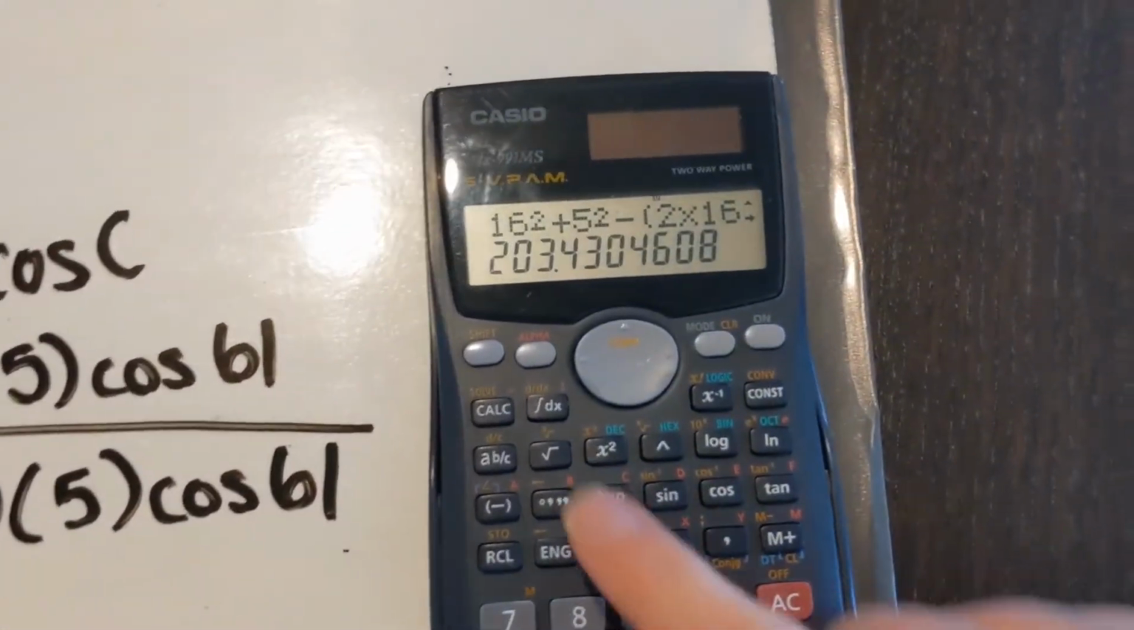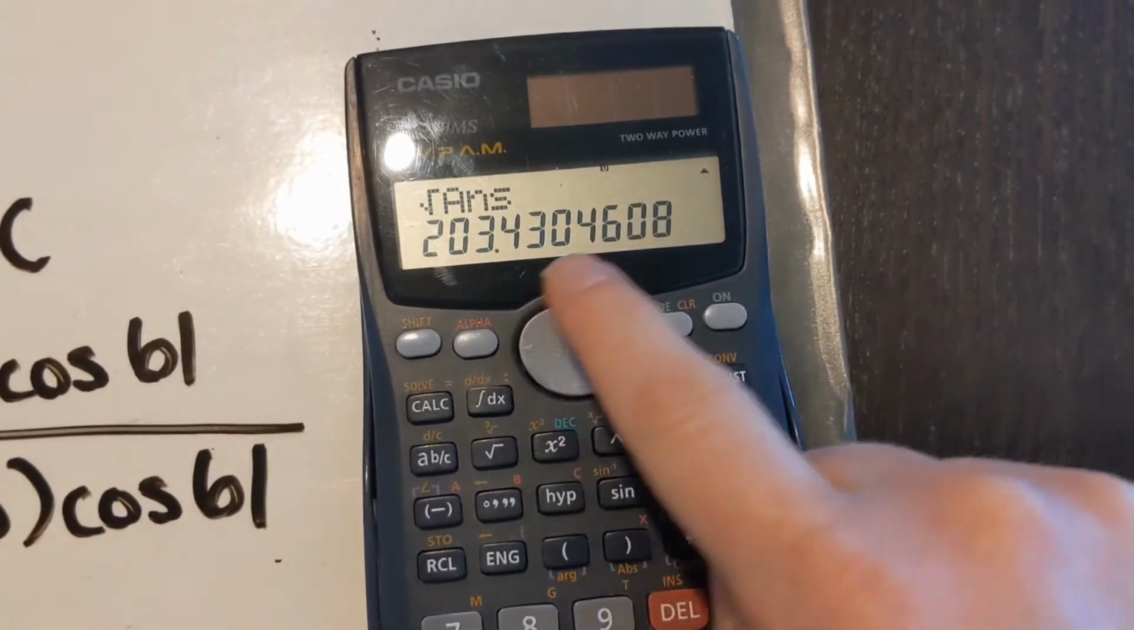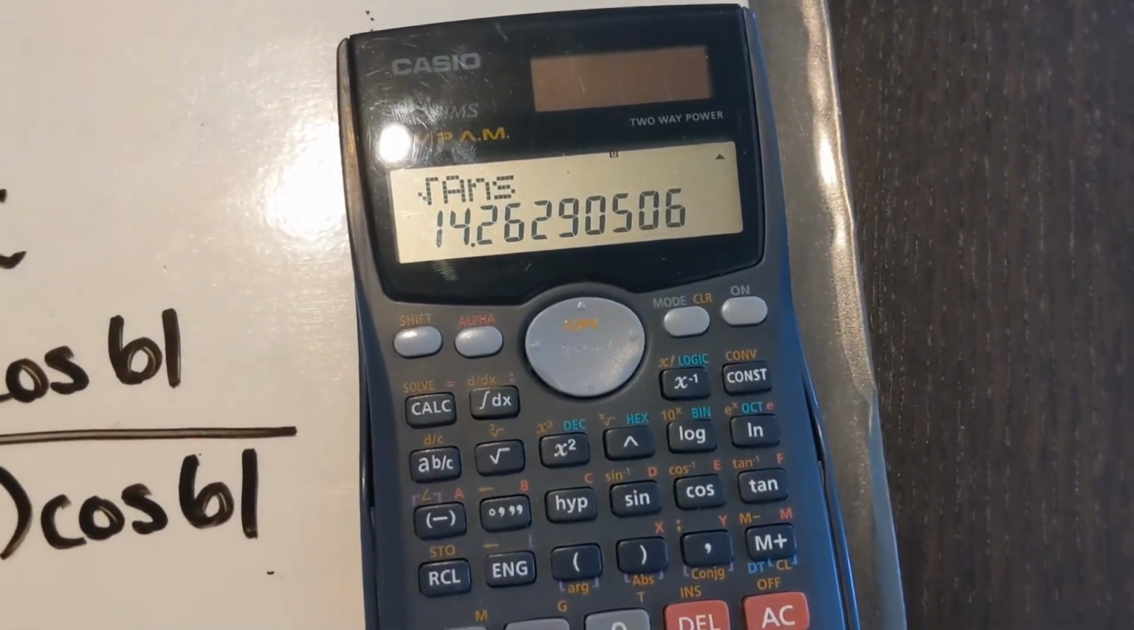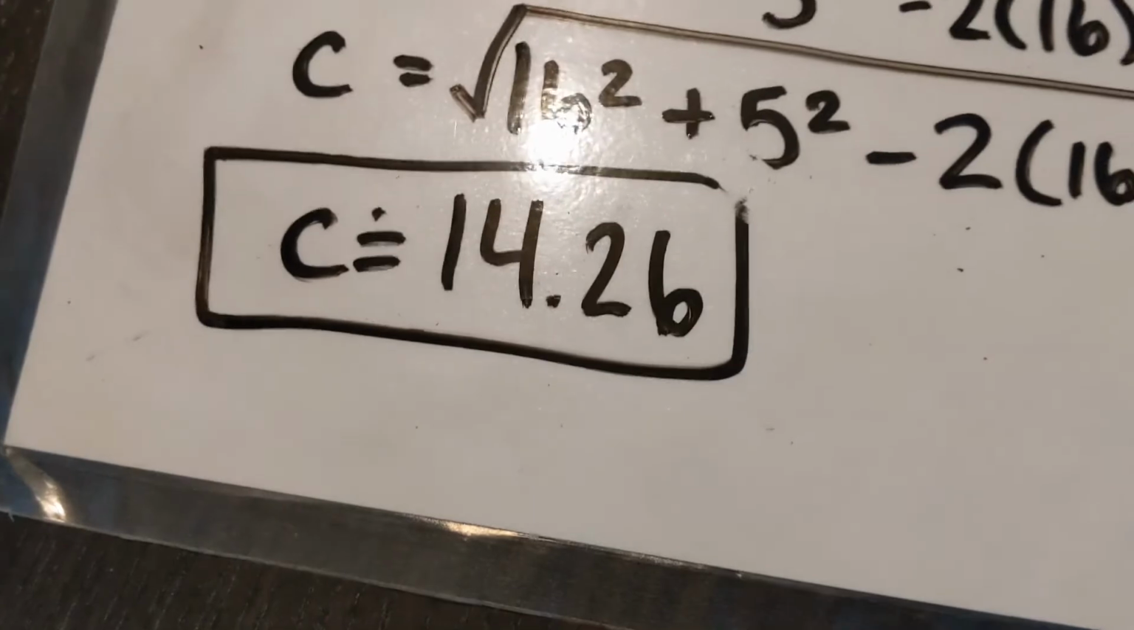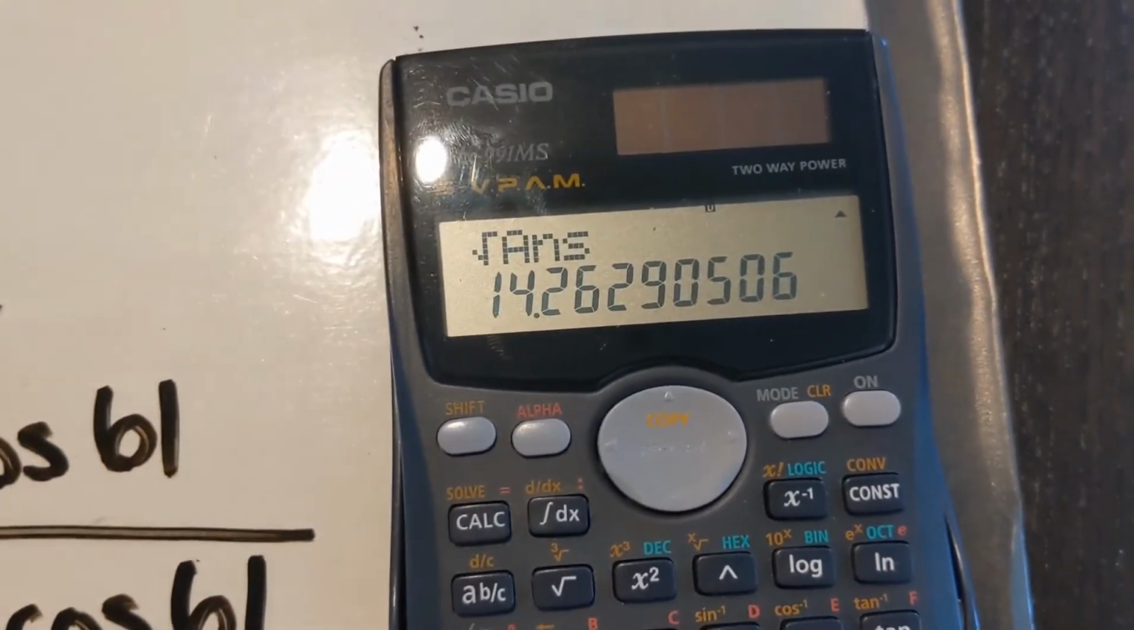So then I have to square root. And on mine, I can do square root and then the answer. And it keeps all of those decimals for accuracy. And then I get this. And then the answer is 14.26, or 14.3 if you round it to the nearest tenth.